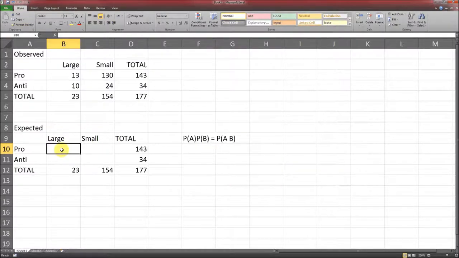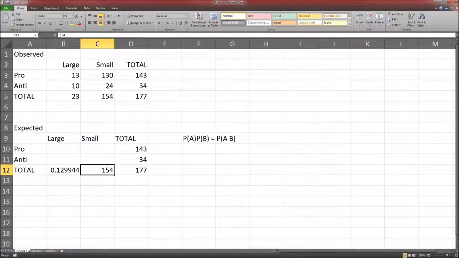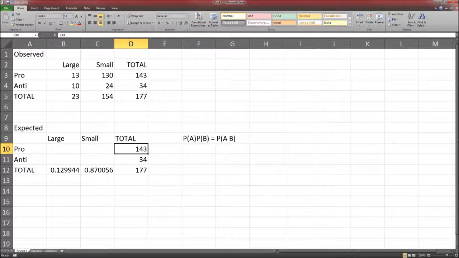Well, this cell will be the probability of A and B, of large and pro. This is going to be the probability of pro. This will be the probability of large. Technically, you're dividing by the sample size each time. So to determine the count, which really isn't the probability, let's go ahead and do the probabilities anyway. The probability of a total is not 23, it's 23 divided by 177. And the probability of being a small business in this sample is not 154, it's 154 divided by 177. And the probability of being in favor is not 143, it's 143 over 177. And finally, the probability of being against is not 34, it's 34 over 177.